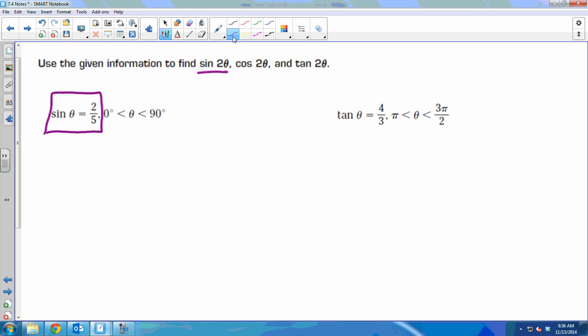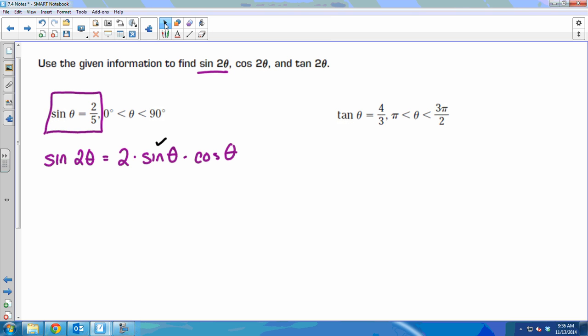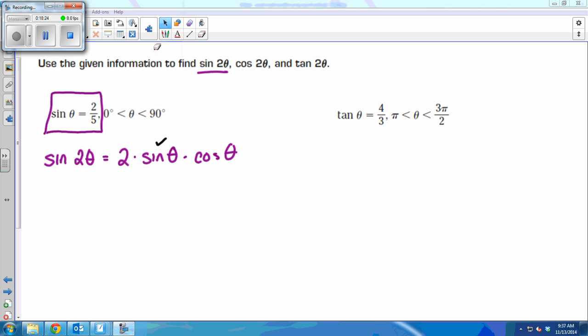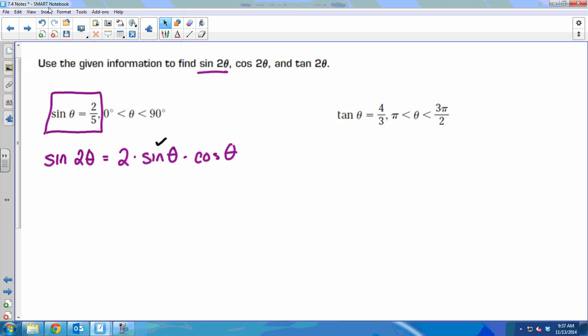So first of all, sine 2 theta is the first one. And the identity says 2 times the sine of theta times the cosine of theta. Well, I've got sine theta, but I don't have cosine theta. We have done enough of these problems, though. You guys should know how to find cosine theta. So how are you going to find cosine theta?